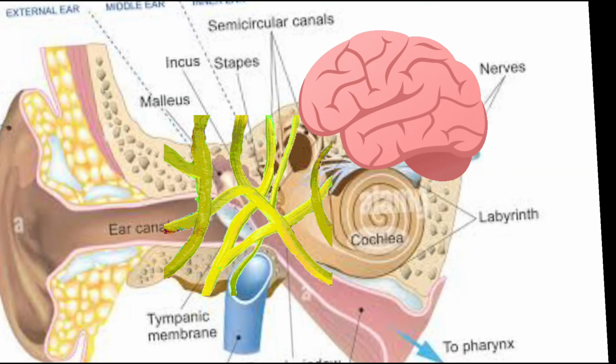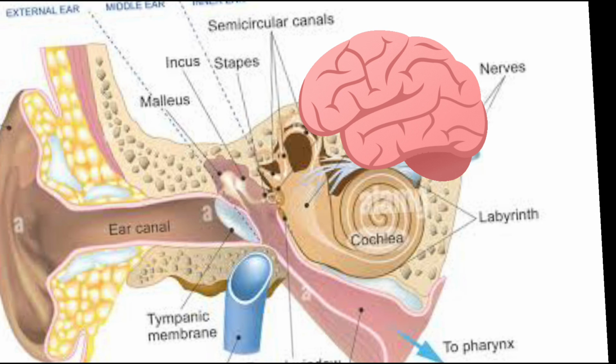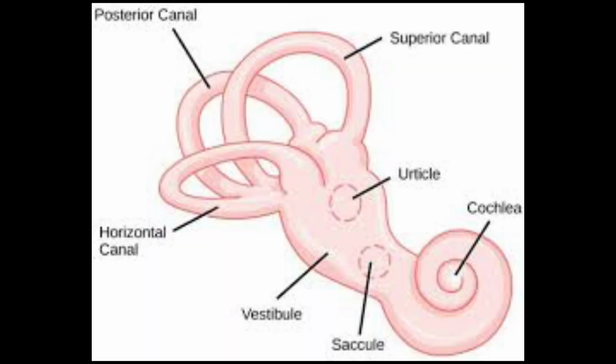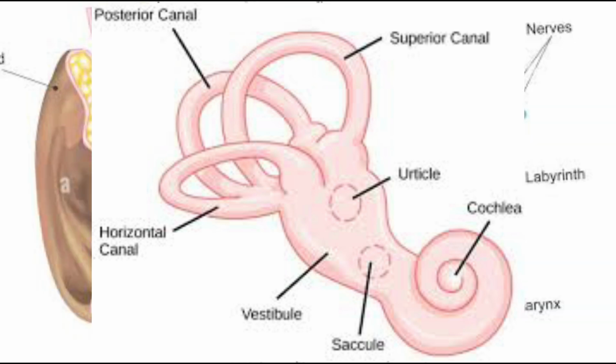So the vestibular system includes the semicircular canals, utricle and saccule, and these structures detect head movement and help maintain balance. The semicircular canals detect rotational movement, and the utricle and the saccule detect linear movement and gravity.